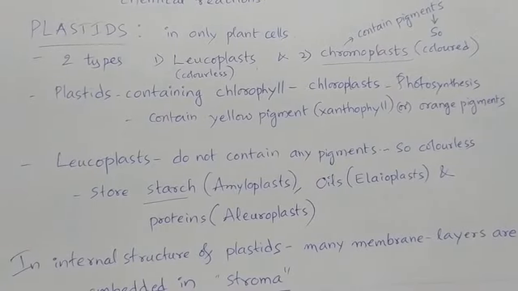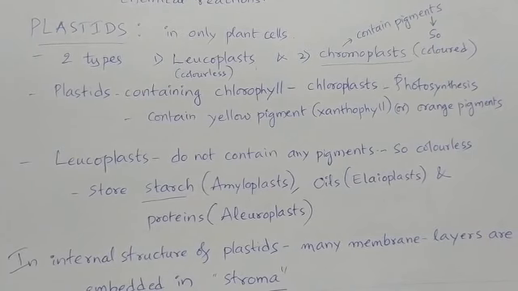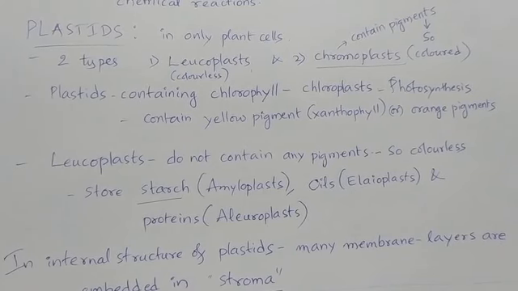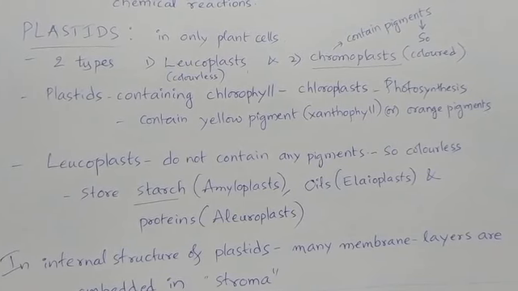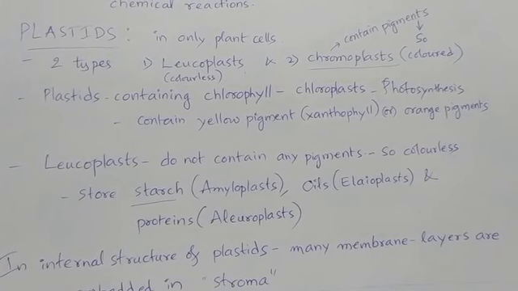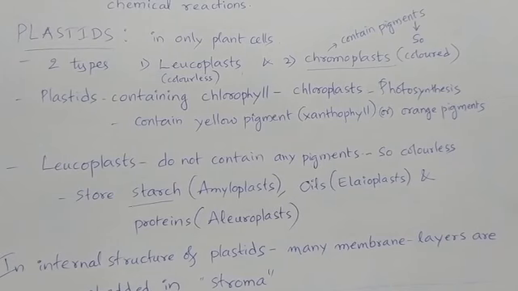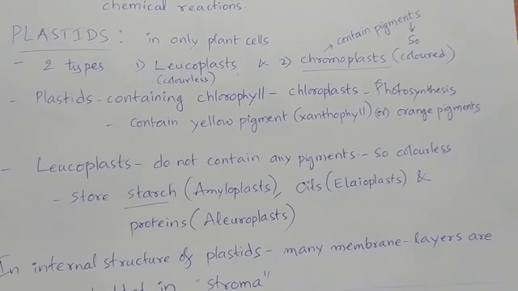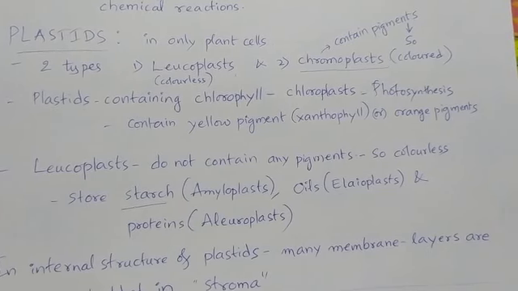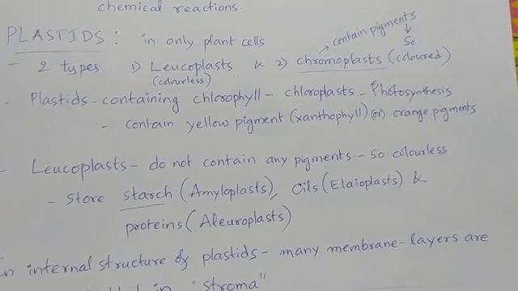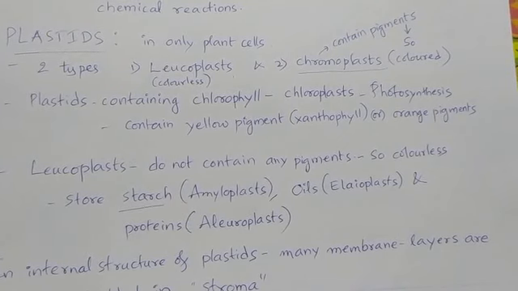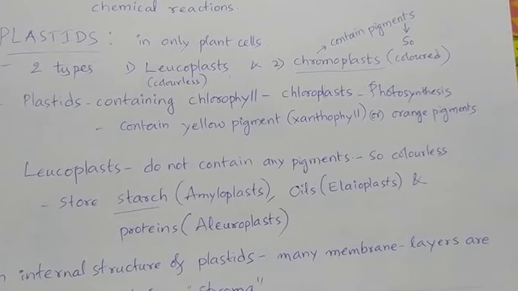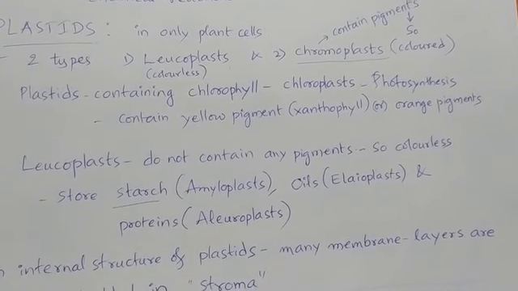Plastids. As we already have said, they are present only in plant cells. Plastids are of two types, leucoplasts and chromoplasts. Leucoplasts are also called colorless plastids because they do not contain any colored substance or pigments. Chromoplasts contain colored substances or pigments. So, they are the colored plastids. The chromoplasts containing chlorophyll are known as chloroplasts. They are involved in photosynthesis.